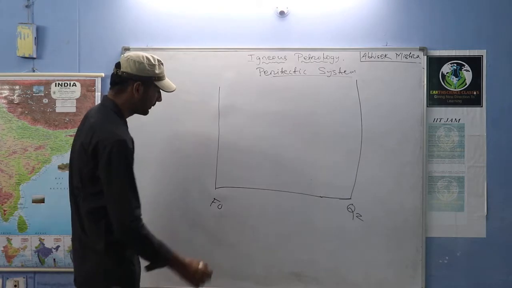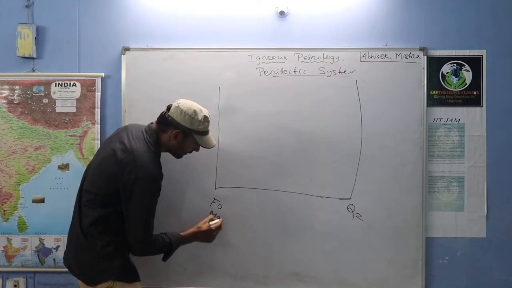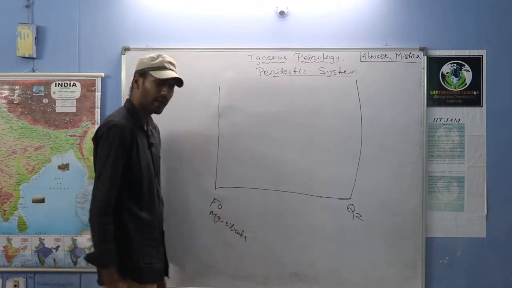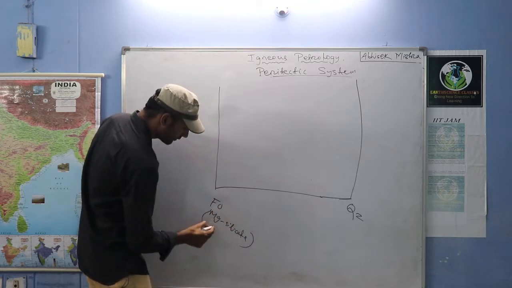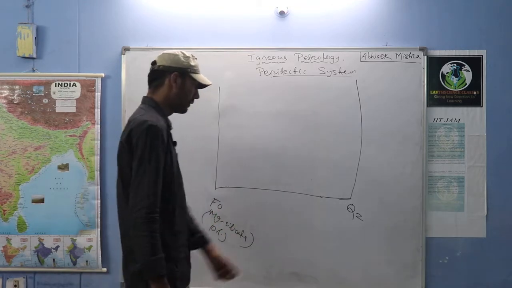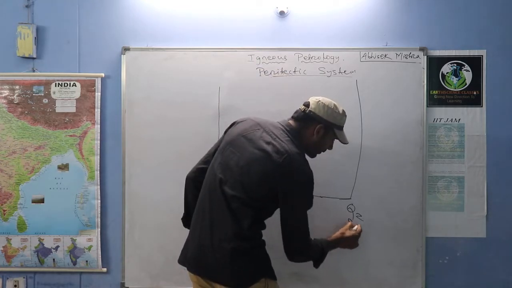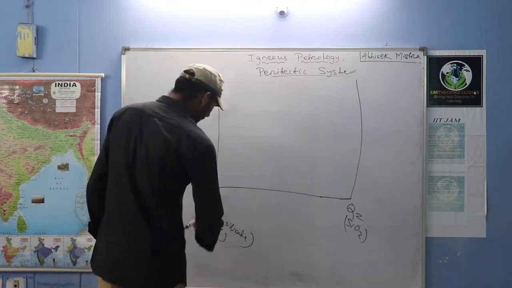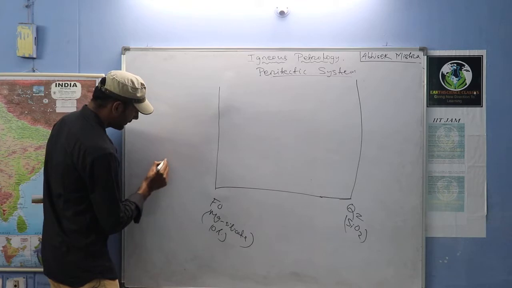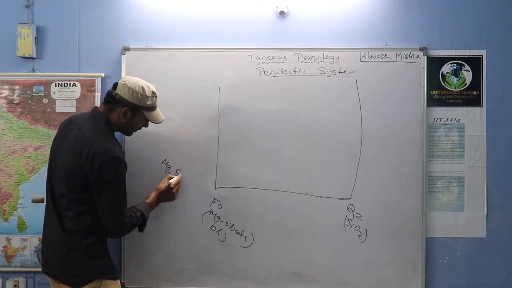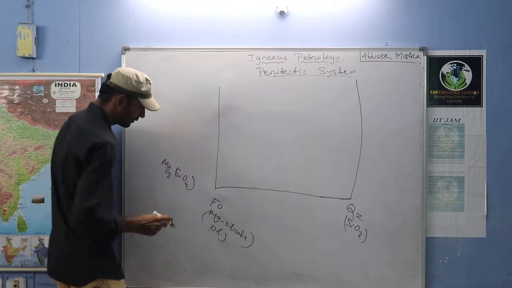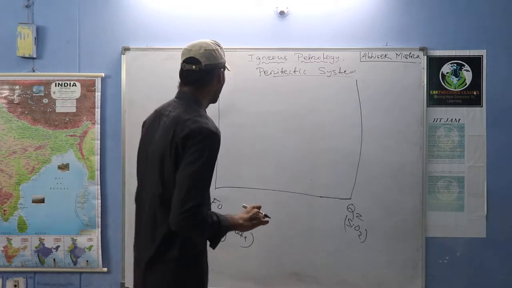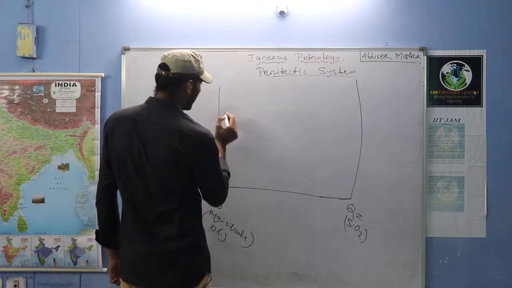So what is forsterite? It is magnesium silicate, right? It is your olivine group of minerals. Quartz means it is pure SiO2, right? The exact formula of forsterite is Mg2SiO4. Okay, the diagram is like this.